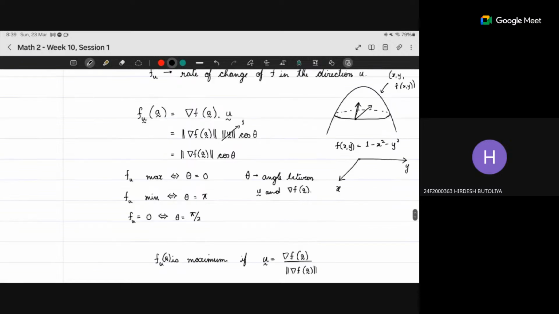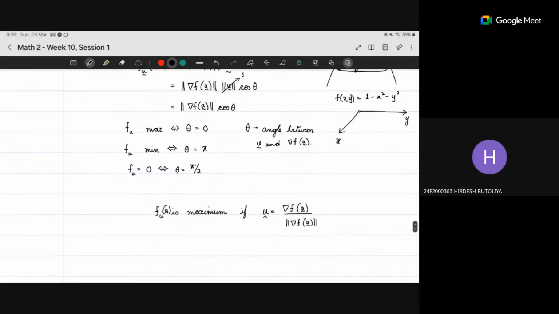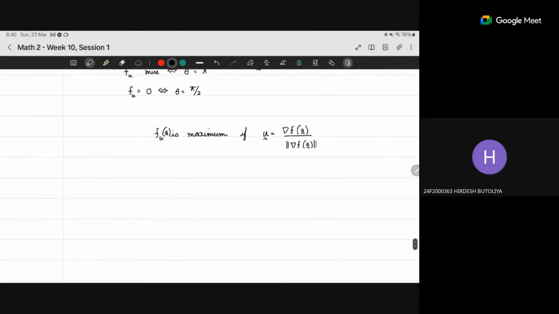So throughout all this discussion, there is one subtle point that we have overlooked: what if the norm of the gradient is 0, or what if the gradient is 0? For now, just assume that the gradient is not 0. If the gradient is 0, then along every direction you have what is called a critical point. We'll see later. But for non-critical points, the direction in which f rises the fastest is the normalization of the gradient vector at that point.